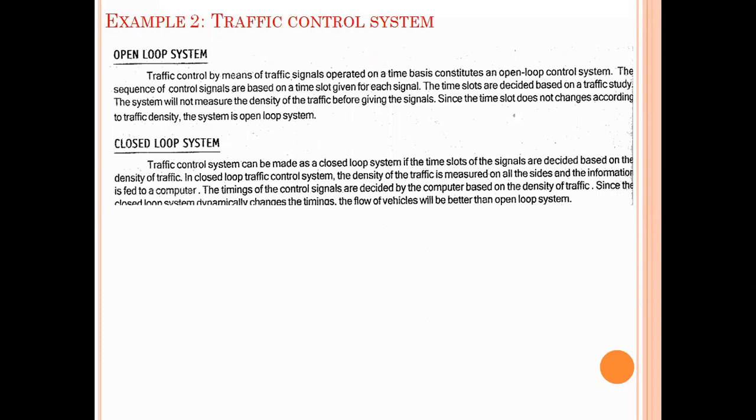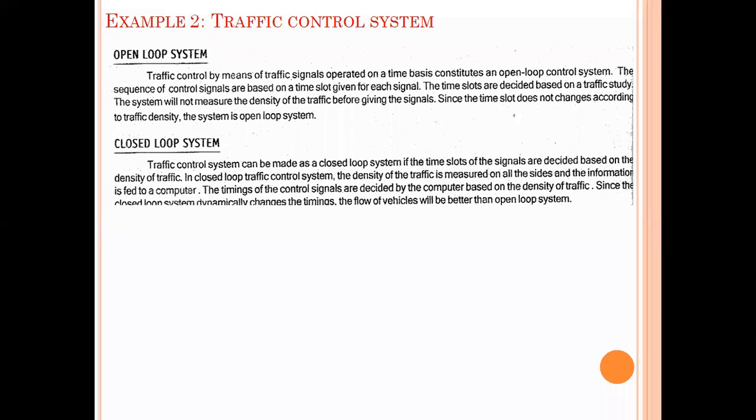In the same case, if you consider the other direction, vehicles are very, very high, meaning the traffic density is very high. Is 30 seconds sufficient to go or to clear the traffic? No. So this is the disadvantage with the open loop system. So the open loop system is fed manually.